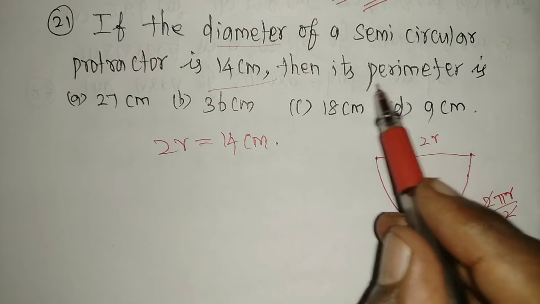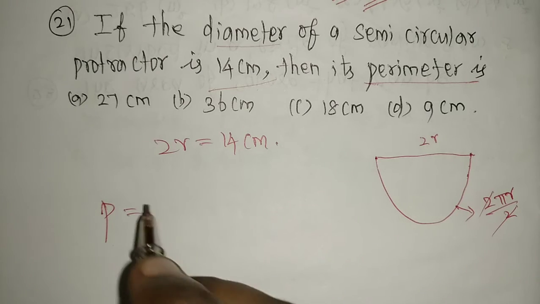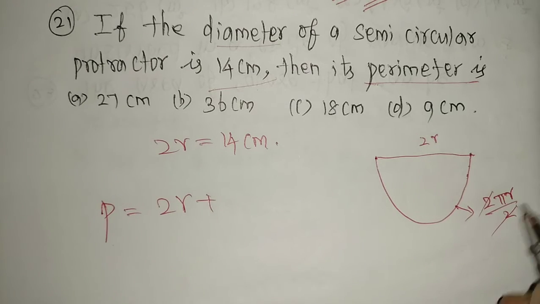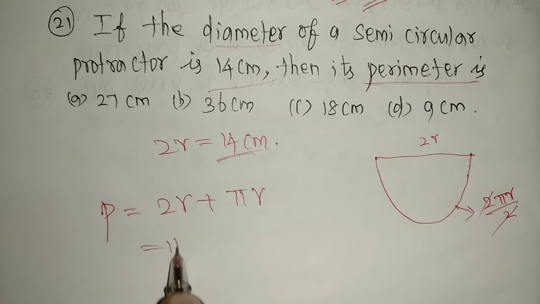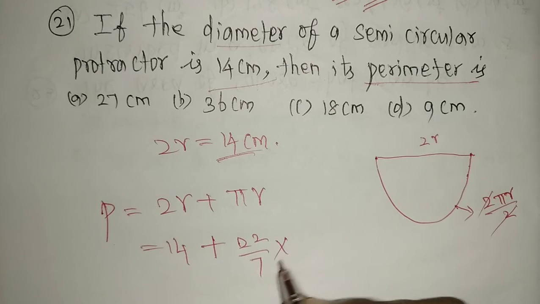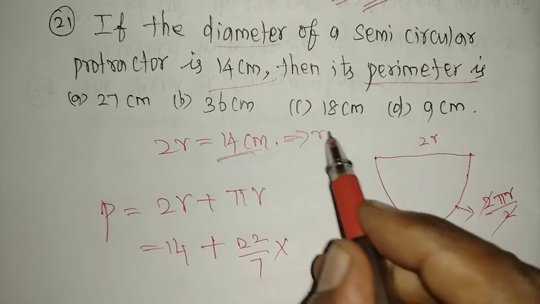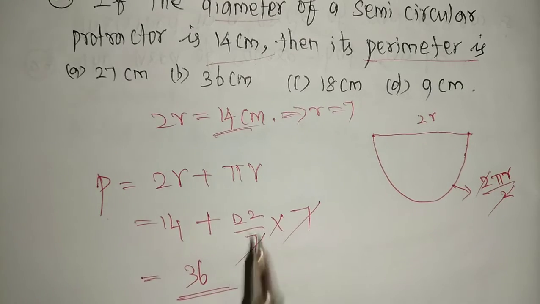So they asked to find the perimeter of this figure. So perimeter of this figure you have to add this together. So 2r plus pi r. That's it. Okay, 2r in the sense 14 centimeter plus pi value we know 22 by 7 into the radius. Radius what you will get, 7. So 7 you can use. So this 7 will be cancelled. 22 plus 14 which is equal to 36. So 36, where we have option C. That is our required answer.